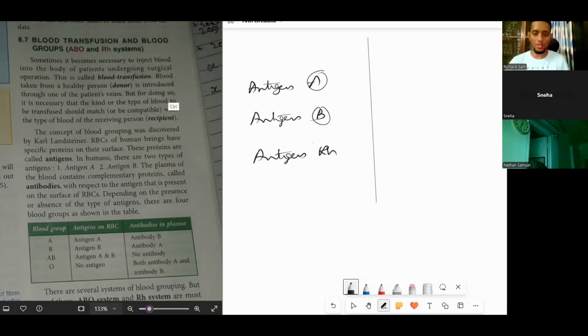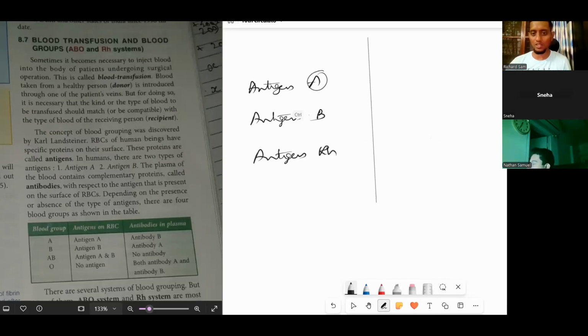Now, what if a person has only antigen A? Then he'll have antibodies, means he'll fight against B and Rh. So he cannot take blood from a person who has B blood group or positive blood group. It'll fight. What if a person has all these three antigens? Then he has no antibodies. He won't fight against A, he won't fight against B, he won't fight against the positive. So he can take blood from anyone. That's why AB positive is a universal recipient.